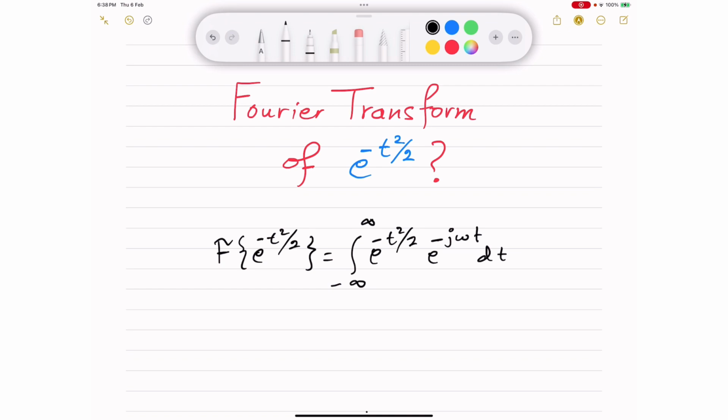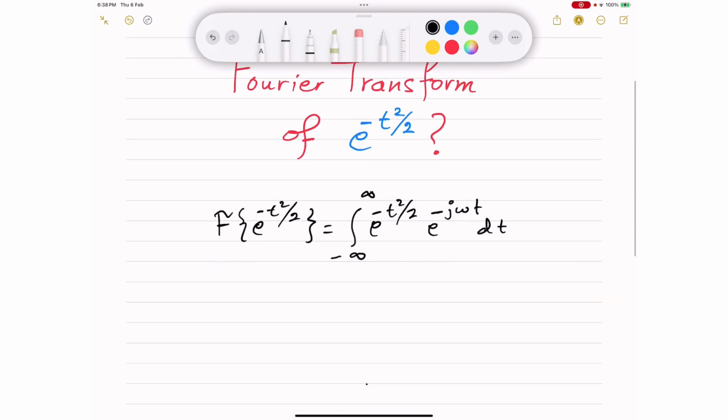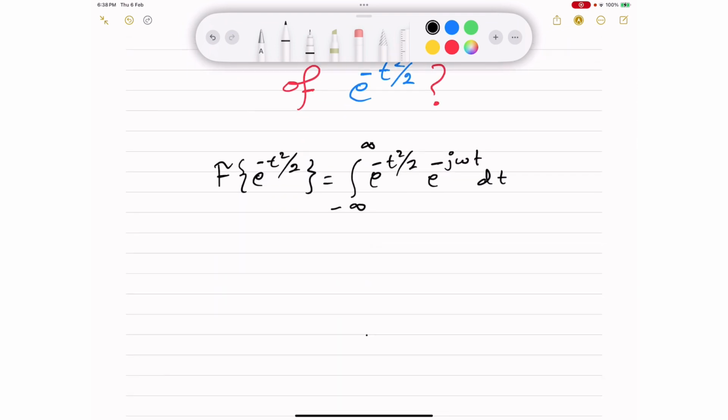Okay, but I wouldn't recommend that you try to evaluate this integral because it's kind of hard to deal with. But we can do it in a simple way by resorting to the properties of the Fourier transform, and we're going to use here the time differentiation property and also the frequency differentiation property. So let me remind you of those two properties, and then from that we're gonna start.